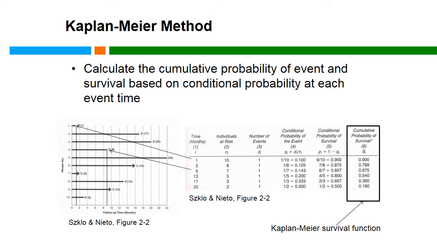So let's move now to 9 months of follow-up. We see at that time point there are 7 individuals that remain in the study under observation. So individuals 10 and 1 have died, and the individual 7 was lost to follow-up. We observe another death at month 9, so the conditional probability of the event was 1 over 7, or 0.143. The conditional probability of survival then is 1 minus 0.143, or 0.857. And the cumulative probability of survival is the product of the conditional probabilities of survival up to this point, or 0.9 times 0.875 times 0.857, which equals 0.675.